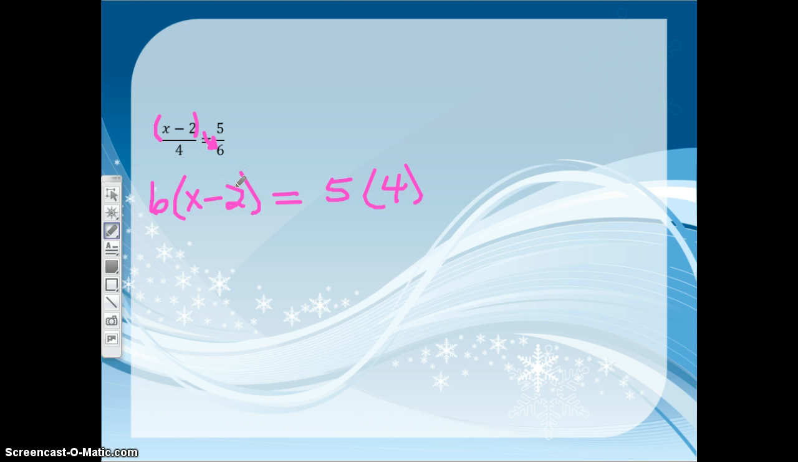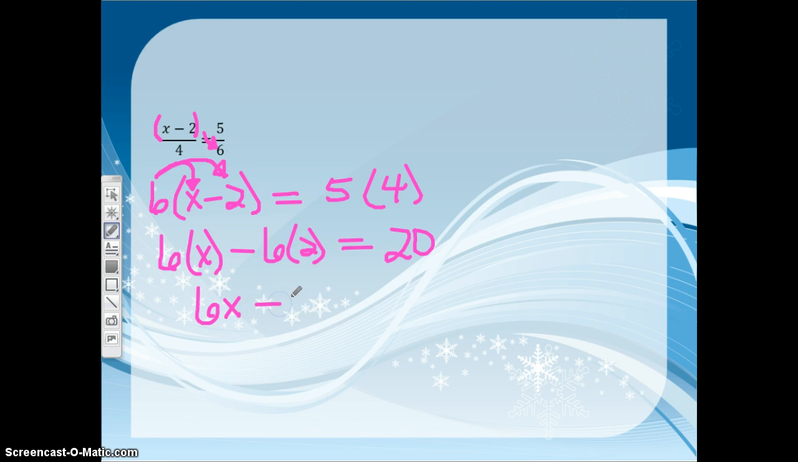Now here's the tricky part. We're going to have to expand this, and remember, Grandma needs to bring a present to each grandkid in the house. So this expanded is the same thing as 6 times x minus 6 times 2. We can multiply this out already. 6 times x is 6x. 6 times 2 is 12. We'll need to add 12 to both sides to isolate x. When we do, we get 32.